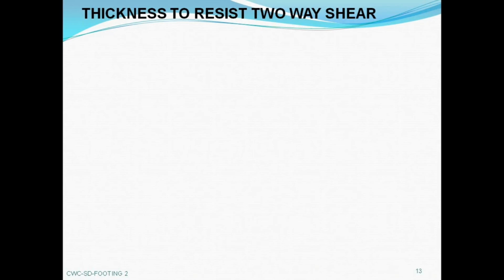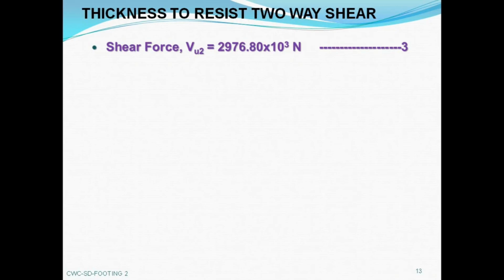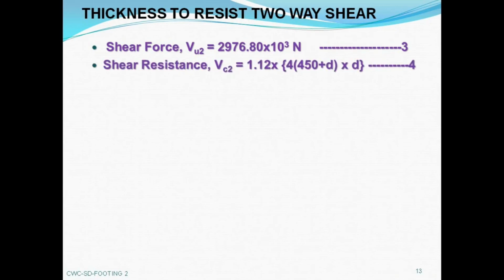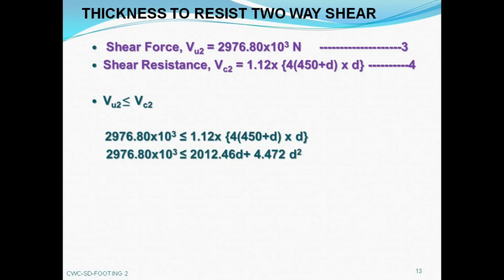We have got the equation for shear force as well as shear resistance, and we have marked them as 3 and 4 respectively. Now, in order to find the thickness to resist two-way shear, apply the condition shear force should be less than or equal to shear resistance, that is Vu2 less than or equal to Vc2. RHS of equation 3 less than or equal to RHS of equation 4. On solving, we get the value of D as greater than or equal to 621 millimeters.